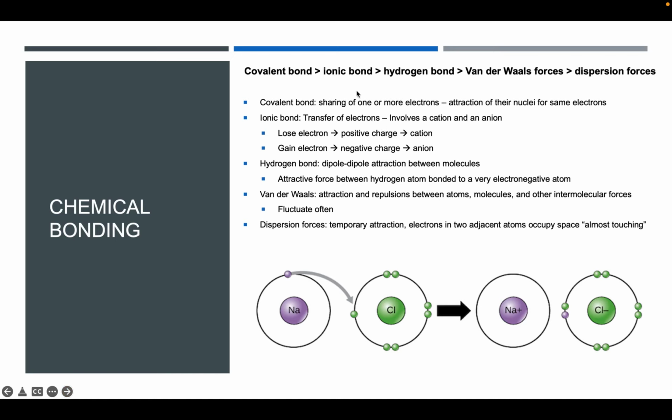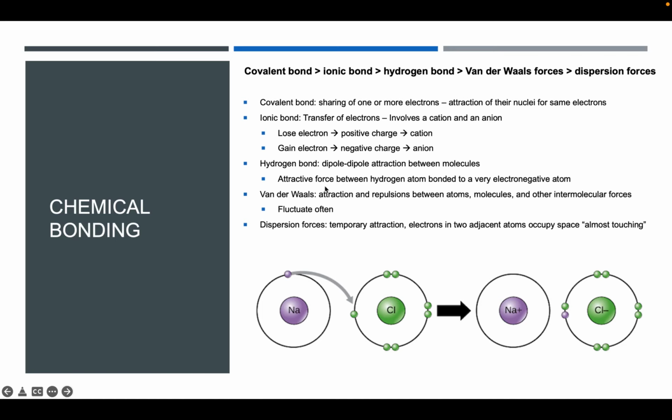The next one is going to be the ionic bond. So it's going to be a transfer. It involves a cation and an anion, right? Because one of them is losing that electron to the other. Losing it makes it positive because the electron is negatively charged, forming the cation. And the other one that's gaining the electron, or gaining that negative charge, is going to be an anion, which has a negative charge.